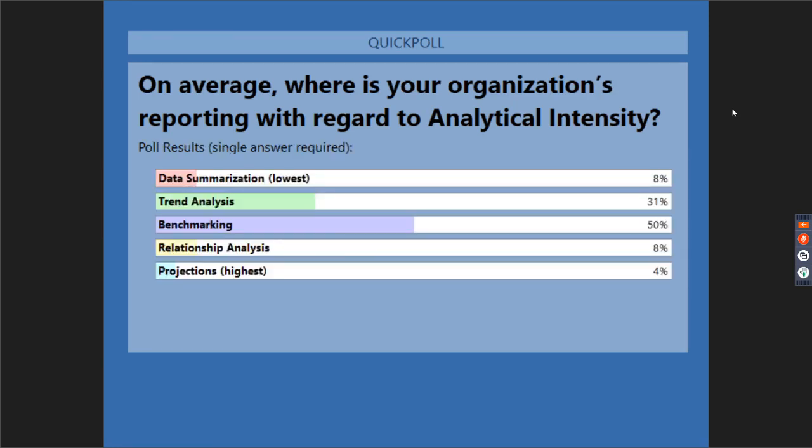Okay, so interesting. It looks like most people are at about the benchmarking level, which is good. Benchmarking is important, and we're going to talk a little bit about that today. Looks like the rest are kind of in trend analysis, and then some are at the highest level, some are at the lowest level as well. So thank you for responding to that.